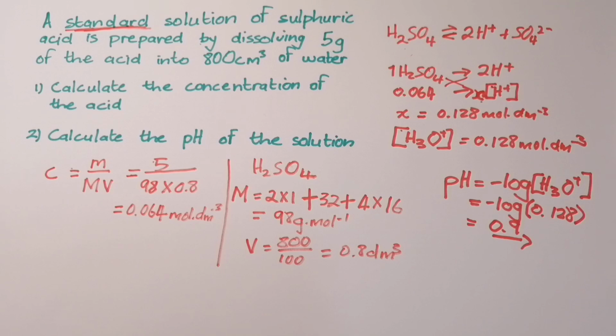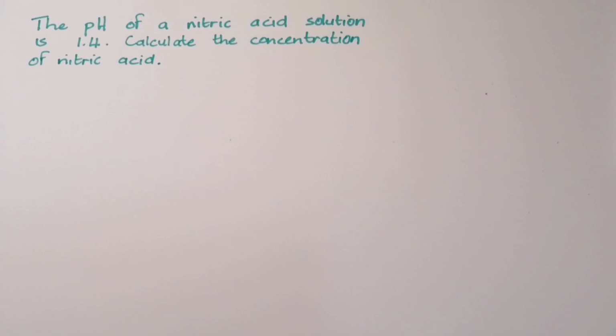Okay, I think I just wanted to close now, but perhaps let me show you what to do when you are given the pH and you want to determine the concentration or the mass or whatever the case may be. Let's just take one more example of that. So our last question: the pH of a nitric acid solution is 1.4. We need to calculate the concentration of nitric acid.